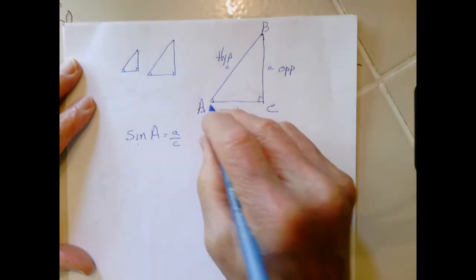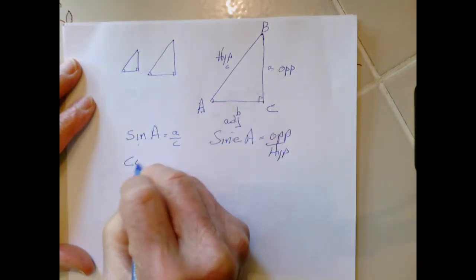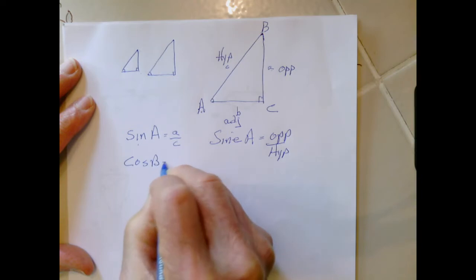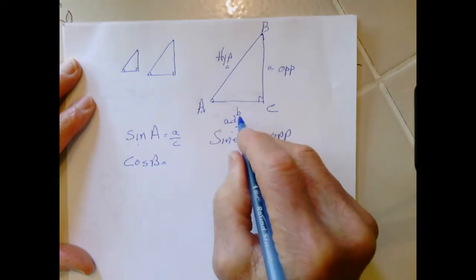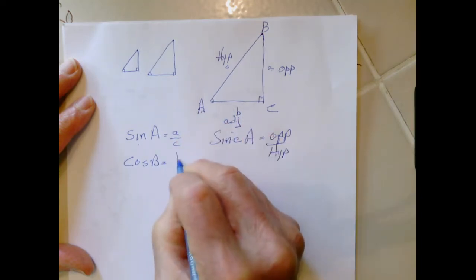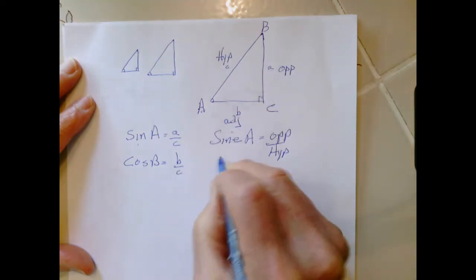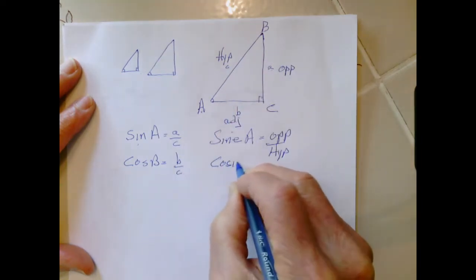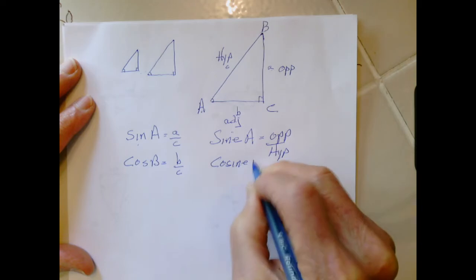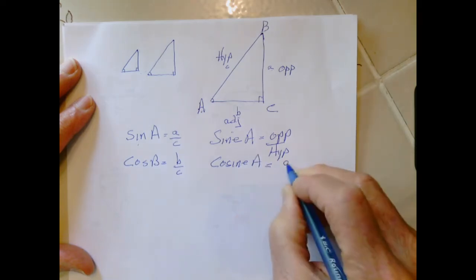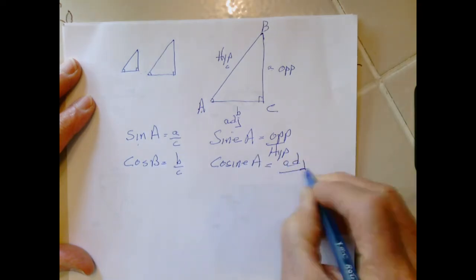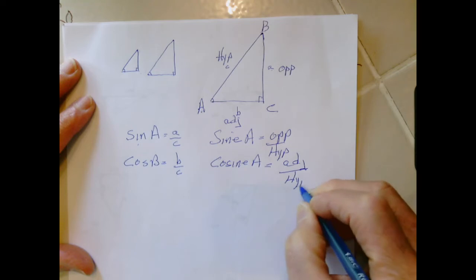Now, the cosine, or cos, of A is going to equal the adjacent, b, over c, the hypotenuse. So I'll write down here cosine, this is how we spell cosine, of A is going to equal the adjacent, ADJ, over the hypotenuse.